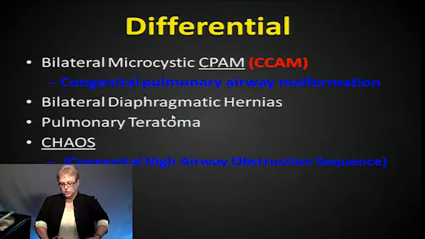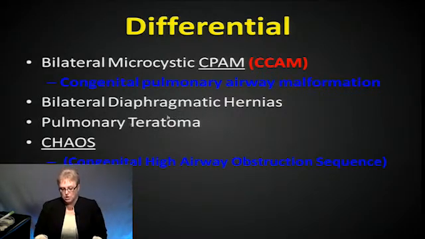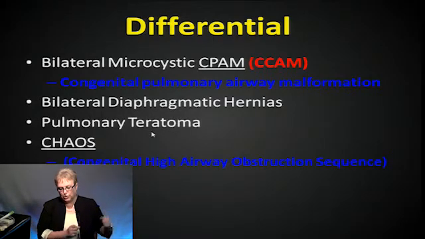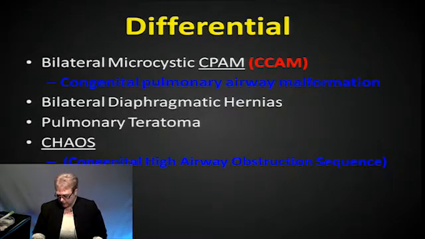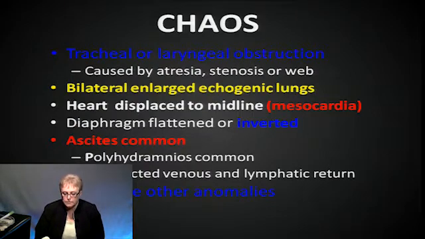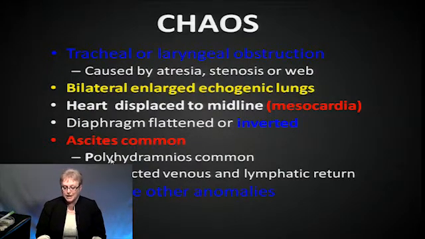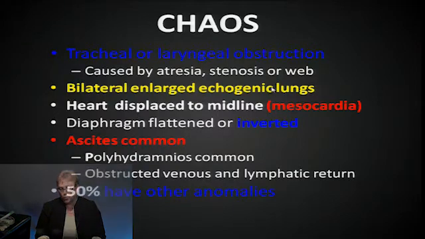This diaphragm is pushed out and the lungs look enlarged. Pulmonary teratoma is usually in one area of the lung. So that leaves us with CHAOS. So it's a tracheal or laryngeal obstruction, and it's caused by an atresia, stenosis, or web.